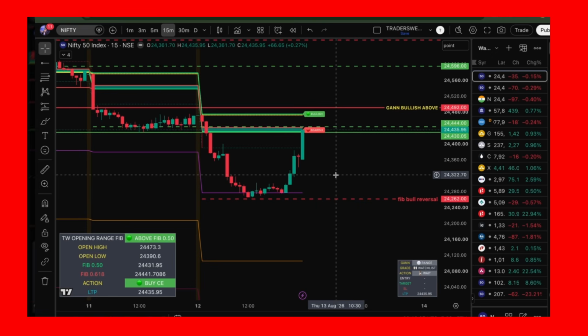I'm not a SEBI registered analyst, and this is not a buy sell recommendation. This is only to find the Nifty and Nifty trend change alerts.